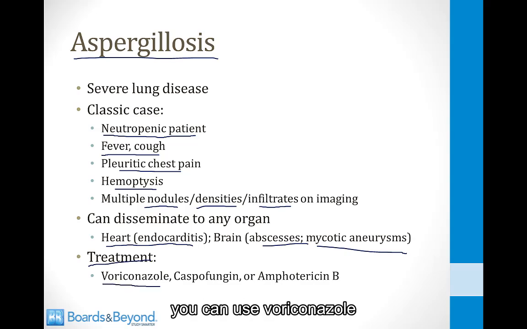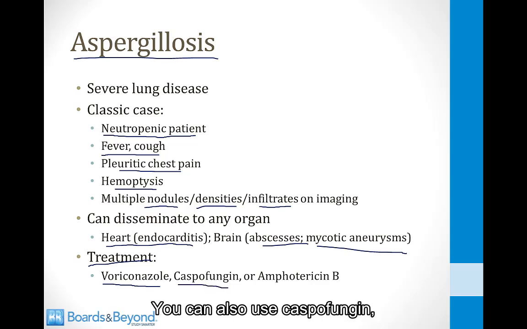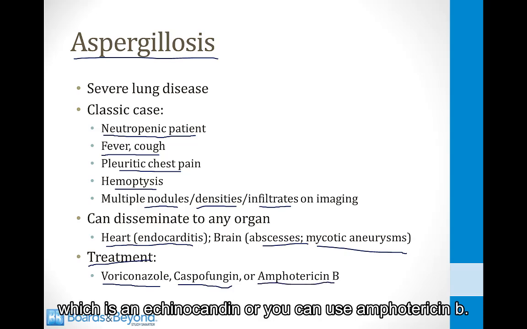And there are 3 treatments that can be used to cover aspergillosis in this type of situation. You can use voriconazole. That is the only azole that covers aspergillosis. You can also use caspofungin, which is an echinocandin, or you can use amphotericin B.